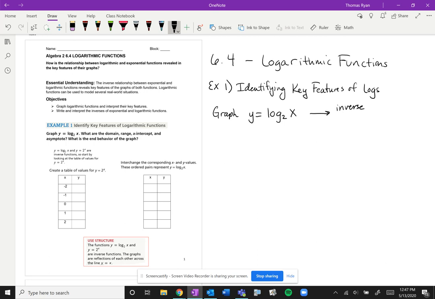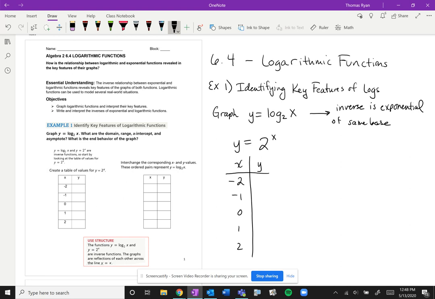So we know that the inverse of this log function is an exponential of the same base. So in this case, take the same base of 2 and make it the exponential 2 to the x. So now this is something we can create a table out of because we're really good at thinking in terms of repeated multiplication. That's something that we're really savvy at doing. So let's do our standard -2, -1, 0, 1, 2.